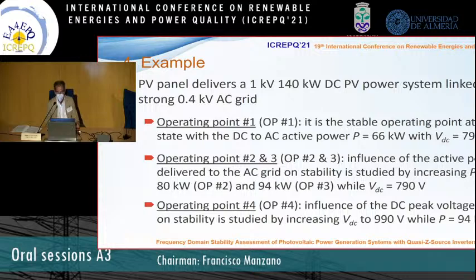The second and the third operating points correspond to an increase of the active power delivered to the AC grid until 80 kilowatts and 94 kilowatts. And the unstable point will be the 94 kilowatts. And the last operating point corresponds to the fourth, where the DC voltage is increased until 990 volts at the operating point of active power 94 kilowatts.